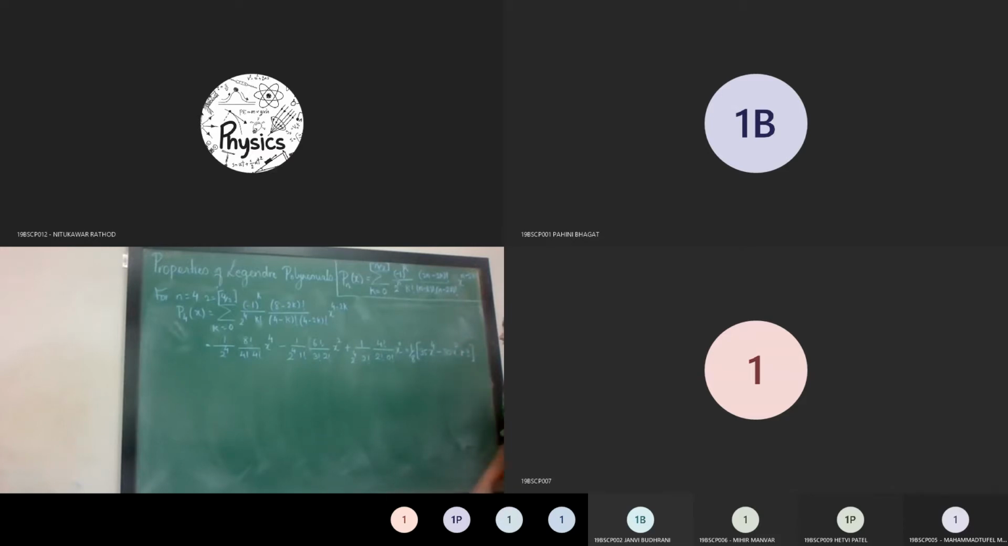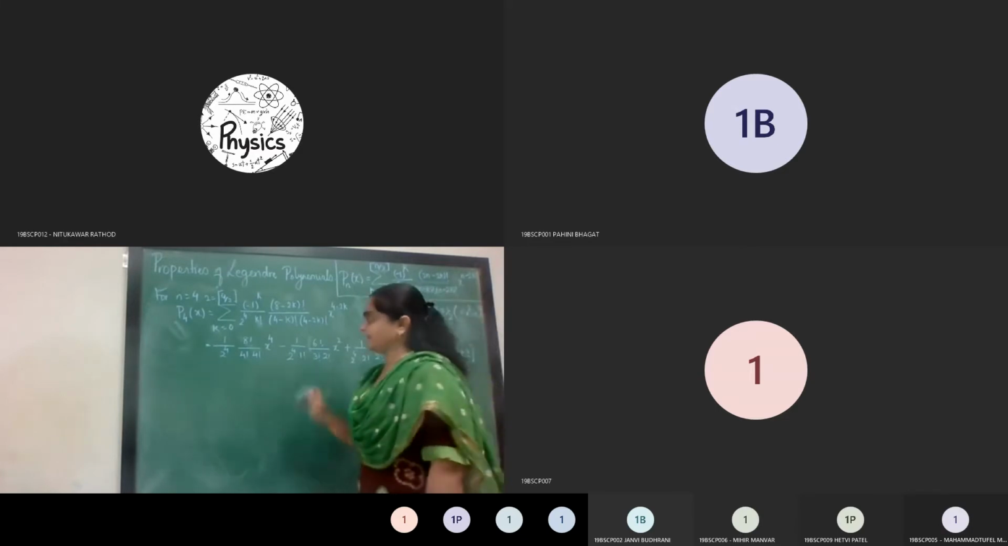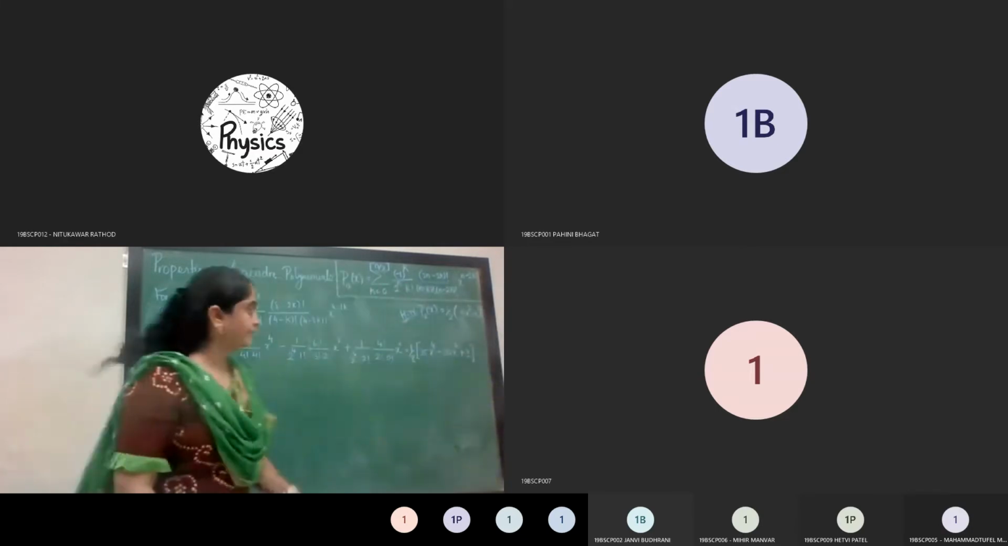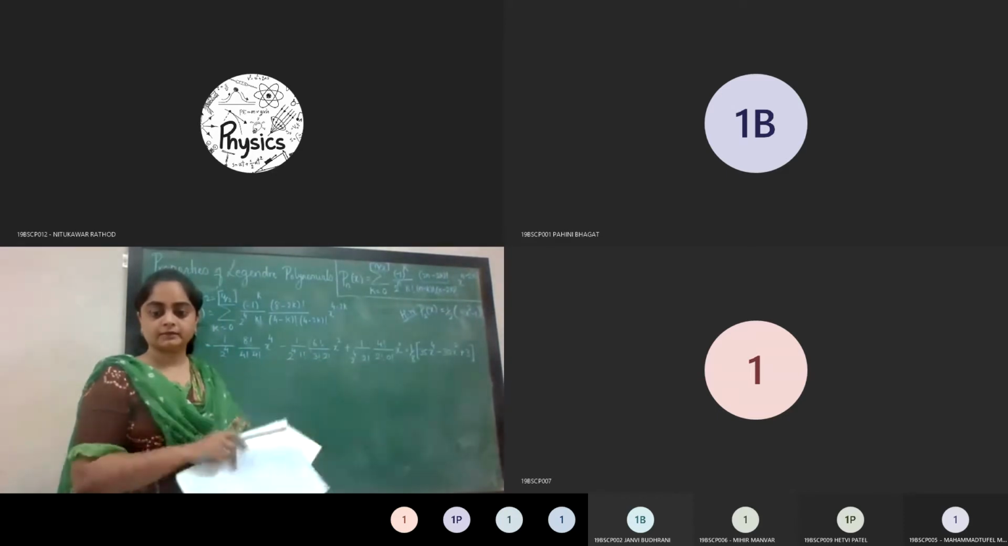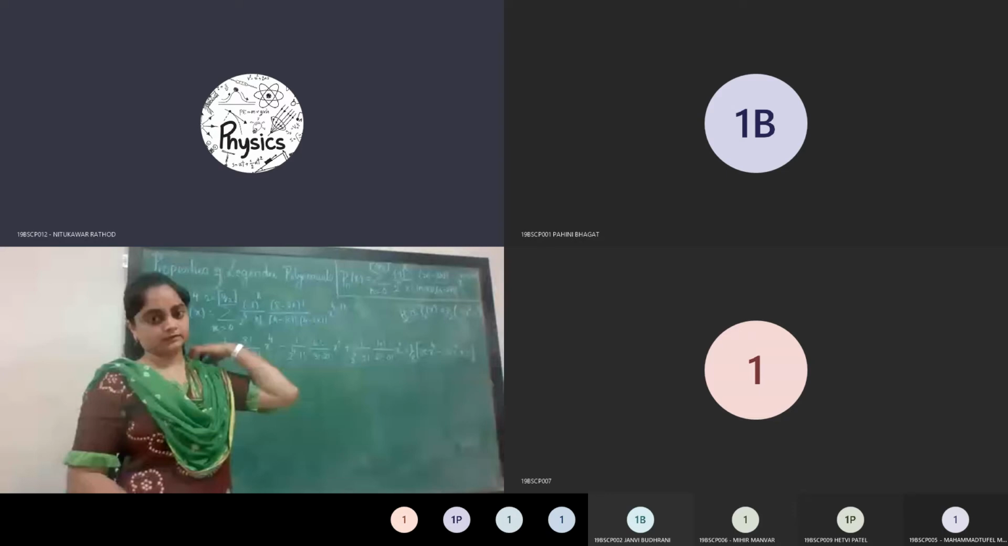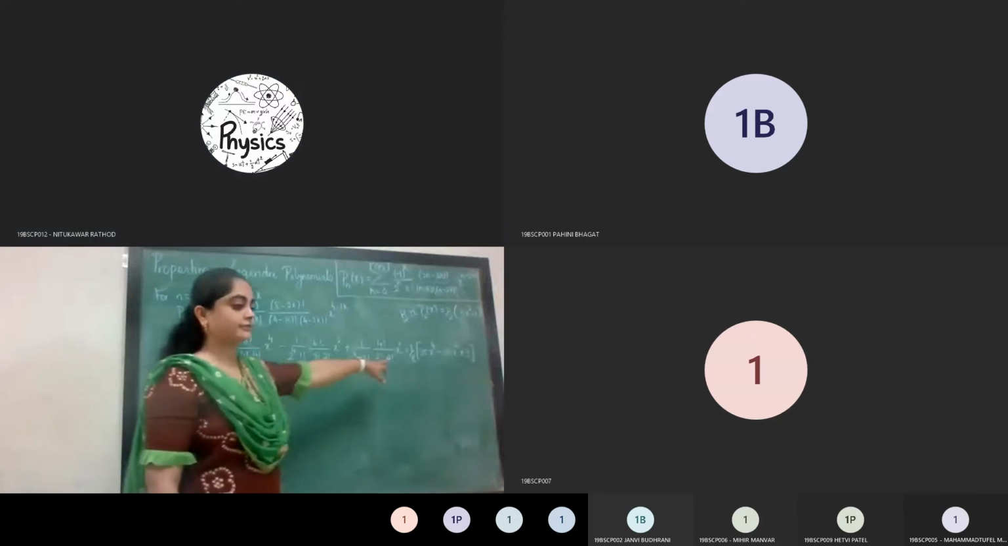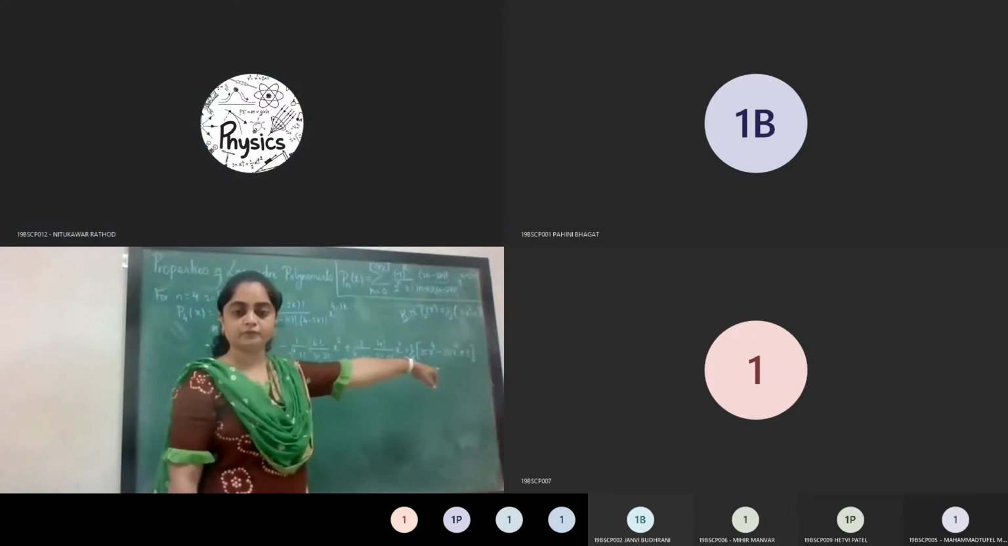So this is what the computation of P4(x). I have left P2(x) that I am giving you as homework. P2(x) you will get it as 1 by 2, 3x square minus 1. So now, all of you are getting this answer? Yes, ma'am. Very good. This is the correct one, and P4(x) will be this one only.